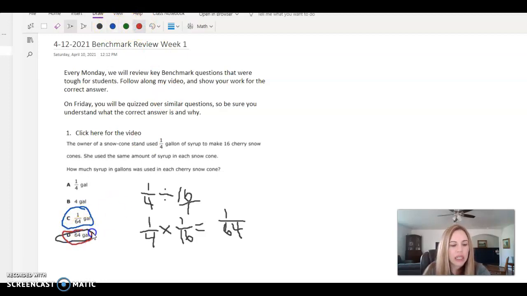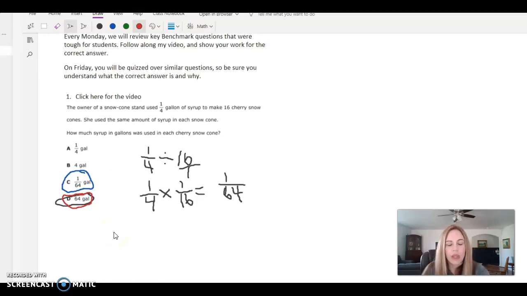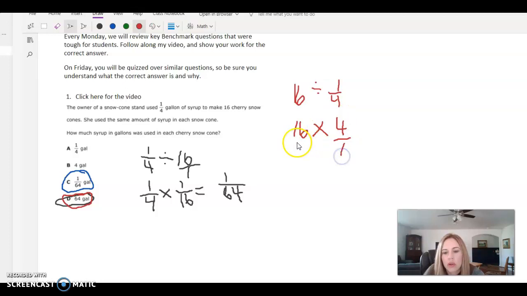What would somebody have done to pick D? And so let's talk about what someone could have done to pick D. Well, here we started with our fraction and we ended with a fraction. If somebody decided that it was the 16 snow cones that we are dividing up, and they still solved mathematically this equation correct, 16, keep the dividend, multiply by the reciprocal, they would have gotten 64.